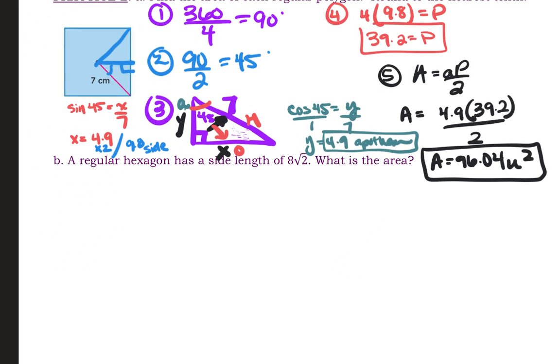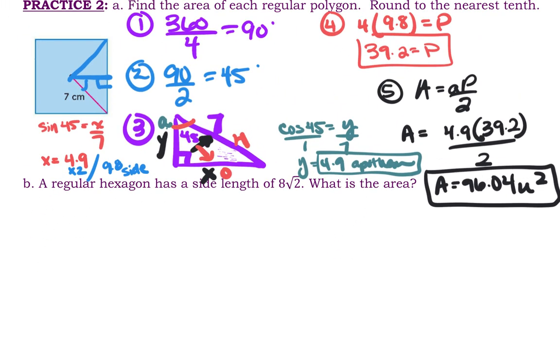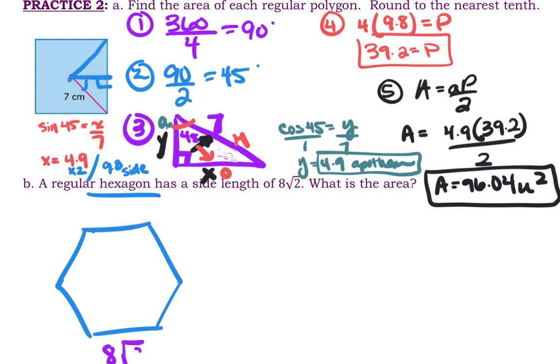All right, the last one I want to give you, because you'll have some like this, is you have to draw it yourself. So it says here we have a regular hexagon. I don't care if it's pretty or not, you draw me a 6-sided shape. 1, 2, 3. Just do kind of a trapezoid, and then do a trapezoid right underneath it. 4, 5, 6. It says it has a side length of 8 square root of 2. So if you want to put it at the bottom, that's fine with me.